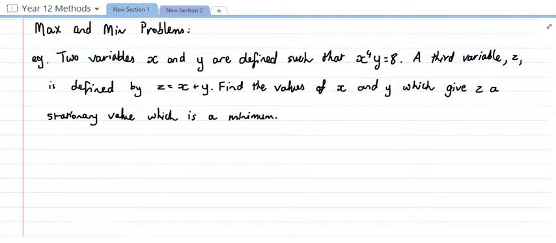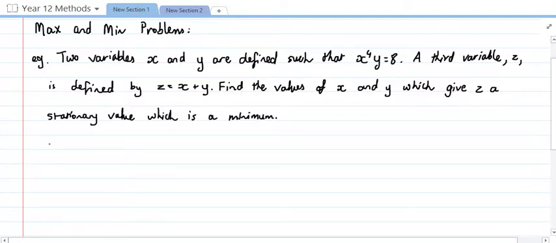So this first problem is quite standard. We have two variables x and y which are defined such that x to the 4 y equals 8, and the third variable z which is defined by z equals x plus y. So find the values of x and y which gives z a stationary value which is a minimum. So the first thing I'm going to do is use one of those equations to basically get rid of one of the variables. And I'm going to use the first equation which is given to us.